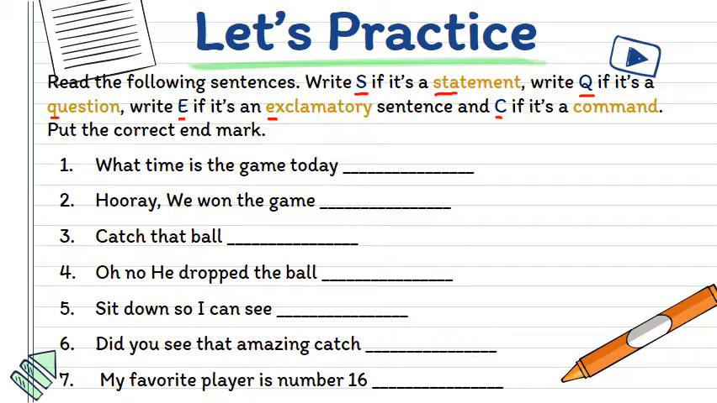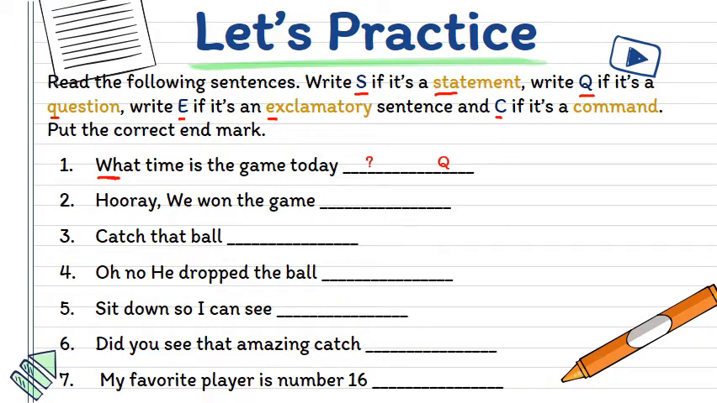Number 1, what time is the game today? Now I'm going to remind you that we have some words we call question words. What are these question words? The WH words: what, why, where, when. All these are question words. So, what time is the game today? What kind of sentence is this one? Here we are asking, what time is the game today? So it should be a question. It ends with a question mark and we write letter Q.